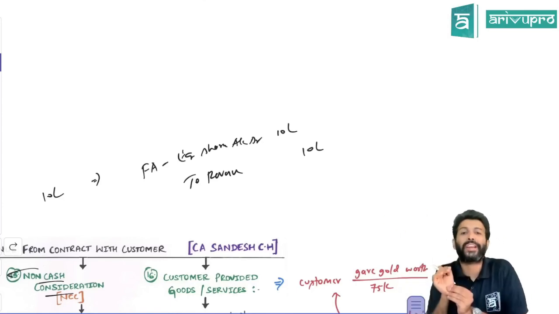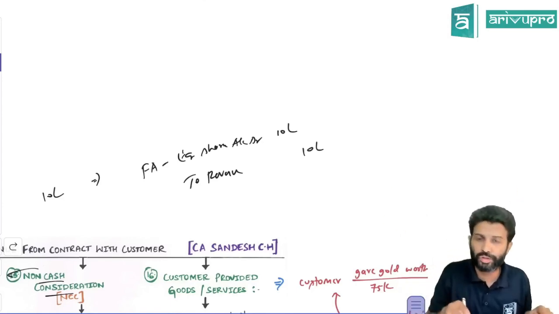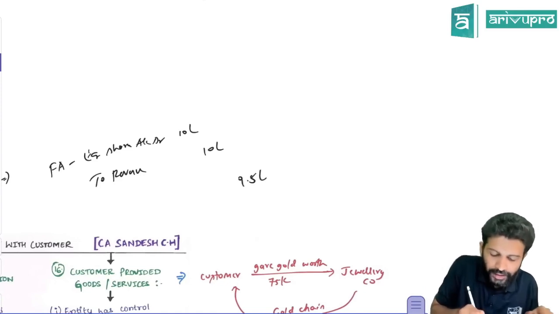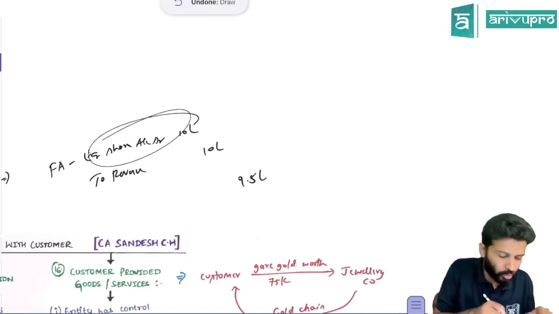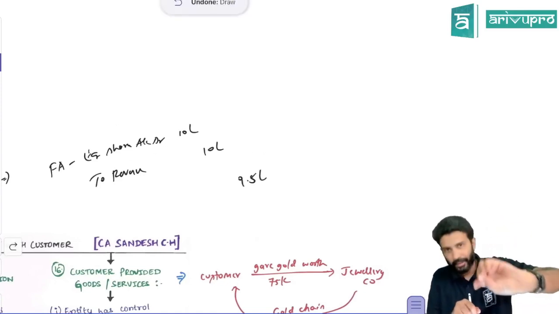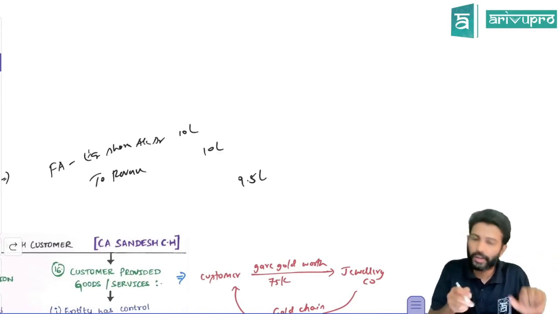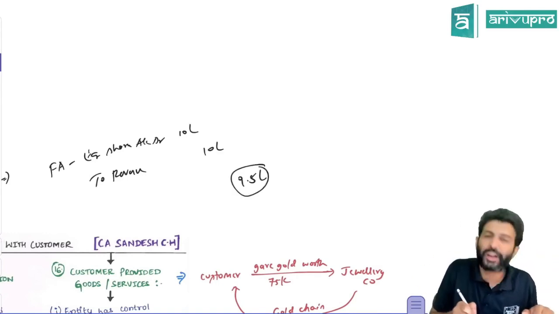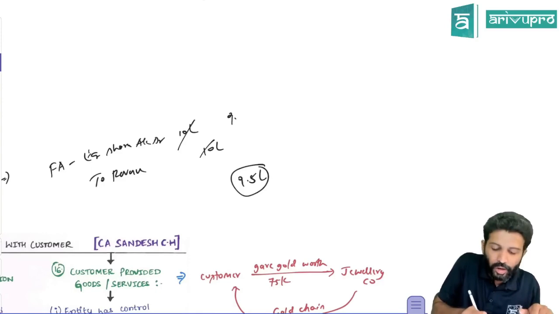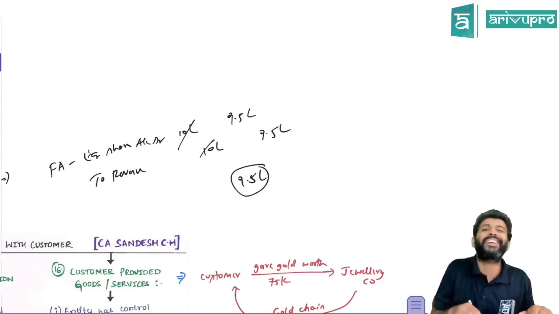Suppose you had sold the goods for cash only. At what value would you have sold the goods? Let's say you would have sold the goods for 9.5 lakh, you conclude. If you had not sold it for equity shares, but had sold it by receiving cash, for how much would you have sold it? You need to estimate. Let's say that value comes to 9.5 lakh. Then in this case, you'll not measure the revenue at 10 lakh, you'll measure it at 9.5 lakh.